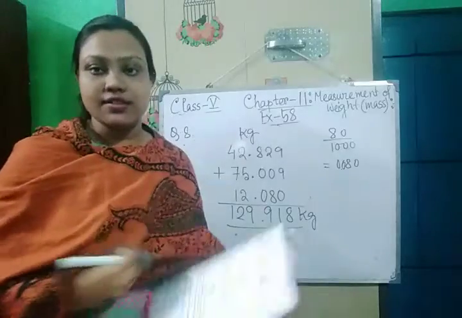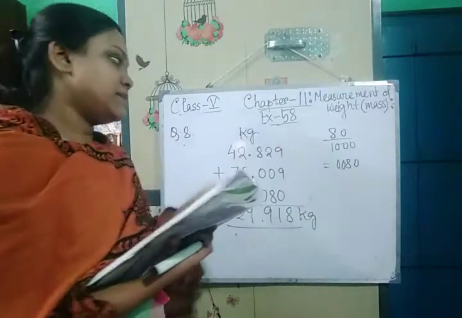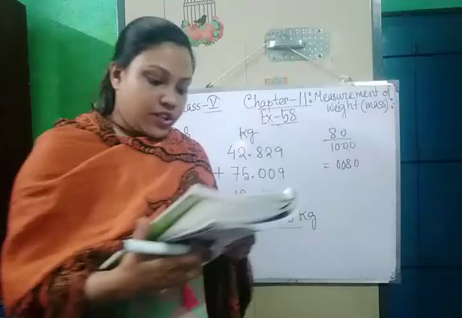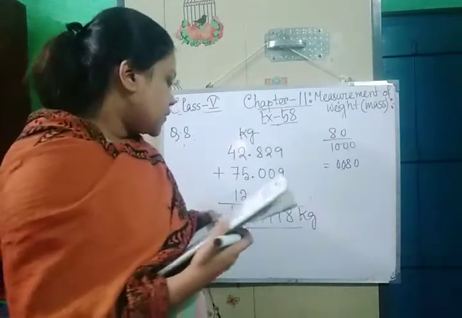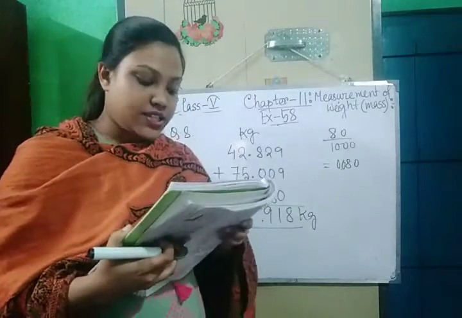129.918 kg. That is the answer. I hope you understood how to arrange them in column and add. Now next I am doing subtraction.